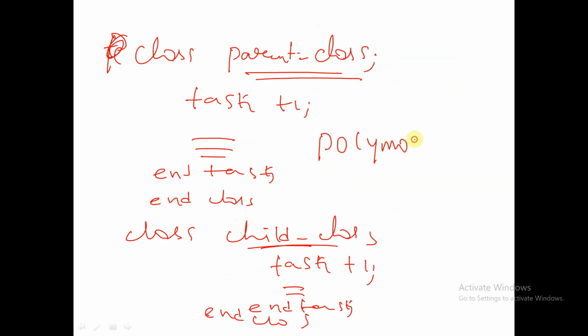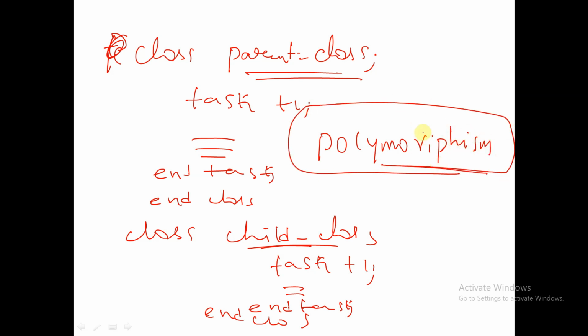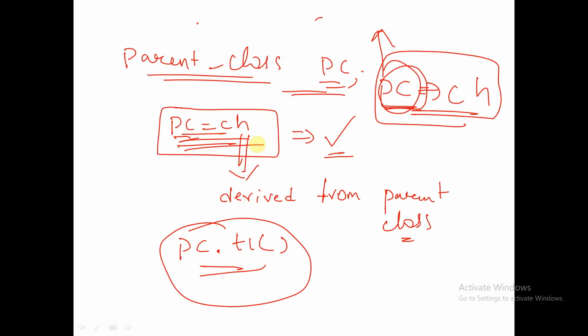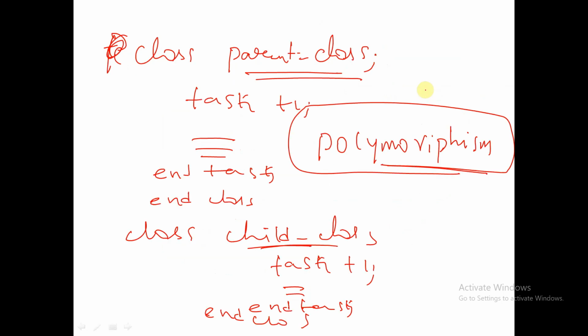We are not able to achieve polymorphism. The parent class handle is not able to act as a child class handle, despite the assignment, because the compiler is not allowing it. It is only calling the task which is declared inside the parent class. So here we cannot achieve polymorphism.